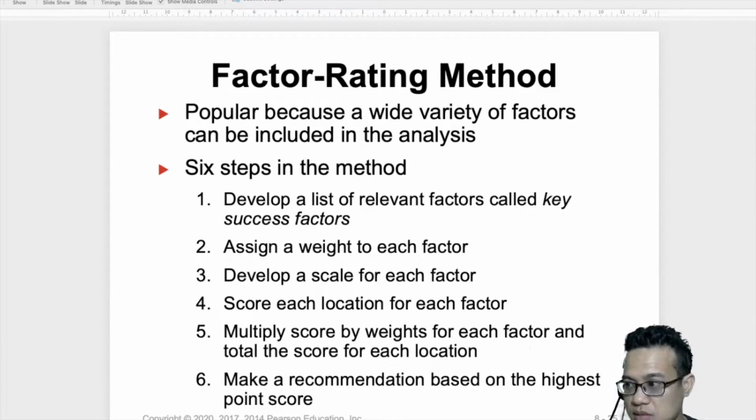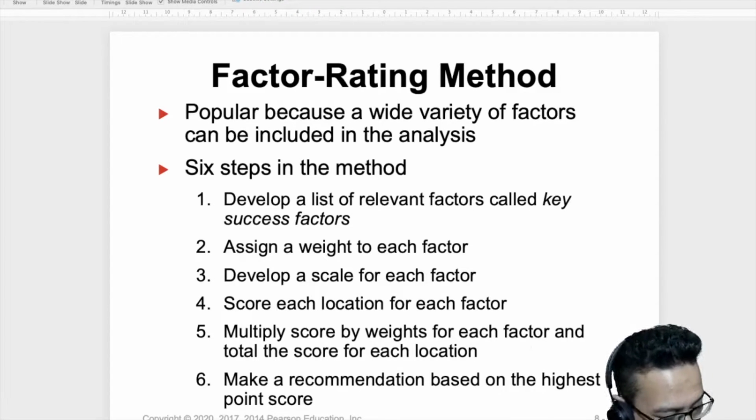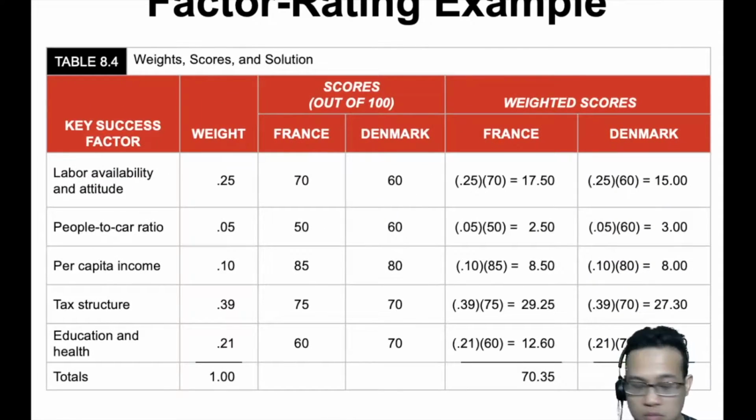Remember when we calculated the quality importance? We use the same method, which is by weighting each of the components. But in this case, for location, we look into the components of the location decision. The factor rating method is one of the most popular because there is a wide variety of factors, from education, recreation, to labor skills, that can be objectively included. Next, we look into a factor rating example by a company.